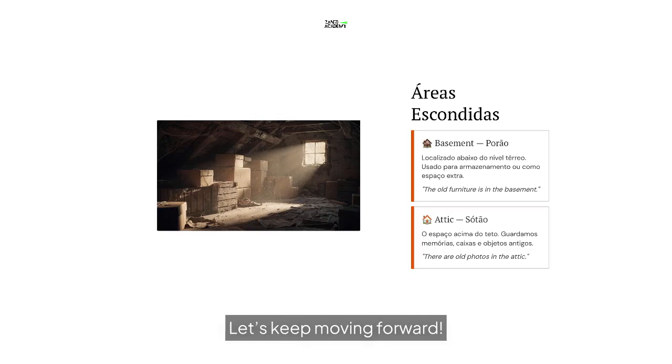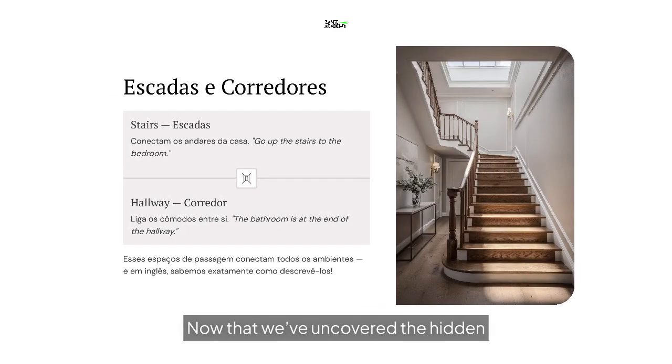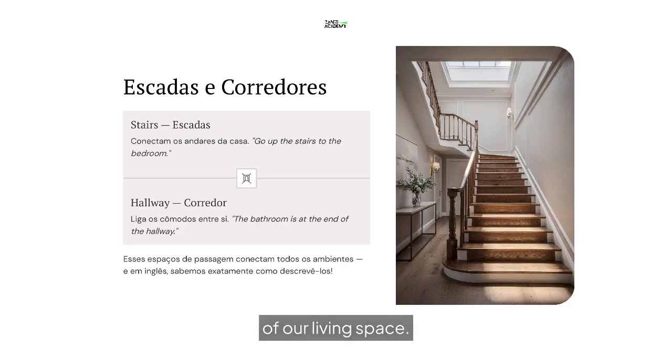Let's keep moving forward. Now that we've uncovered the hidden areas of our home, let's move on to an essential aspect of any house: the stairs and hallways. These spaces may seem simple, but they play a crucial role in connecting all the different rooms and areas we've discussed so far. Consider the stairs first. They are more than just a way to get from one floor to another. They represent a transition between different levels of our living space.